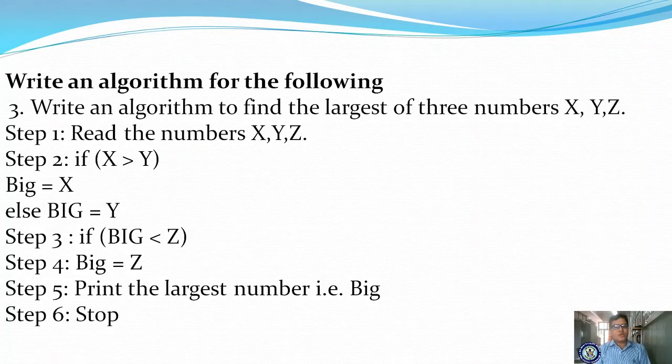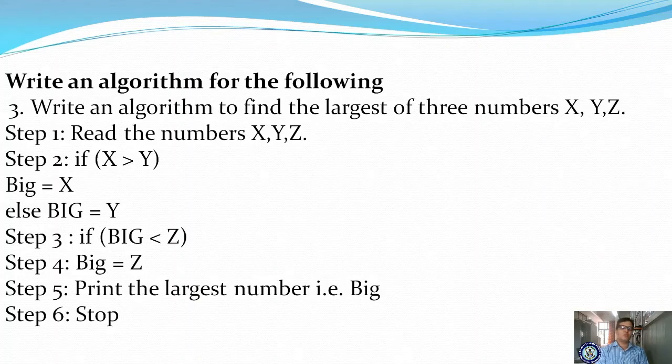And here one more algorithm is there. You are finding the largest of 3 numbers. So we are calculating the largest of 3 numbers x, y and z. In the first step, what are we doing? We are reading the 3 numbers. What are those 3 numbers you are considering? X, Y, Z. Reading 3 numbers means we are storing 3 values in those variables.